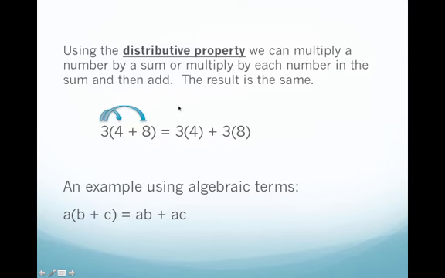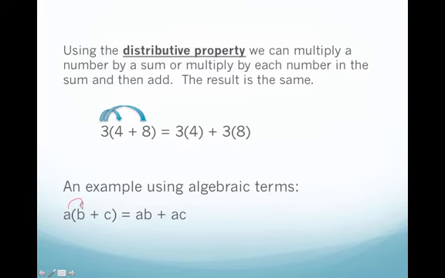We're going to be using this a lot when we start simplifying algebraic expressions and equations. All right, here's an example using algebraic terms. We've got A times the quantity B plus C. Well, we can't actually add B plus C because those are variables and they don't have a value right now. So again, we're going to distribute the A.